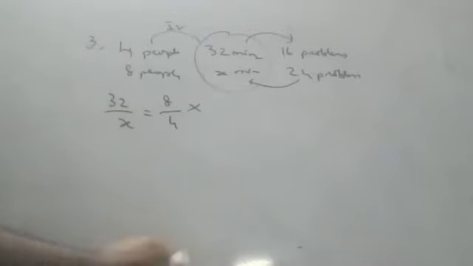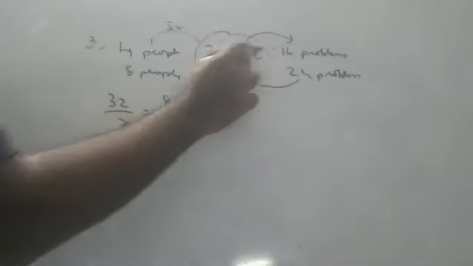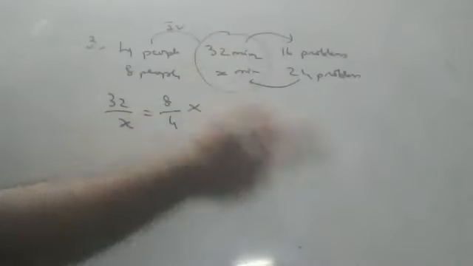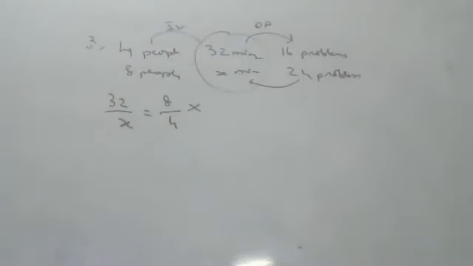Think. If you don't think, I can't help, children. Don't worry about the earlier part now. 16 problems take 32 minutes, so 24 problems will take more time. So both are directly proportional. Very good, Nandika. Directly proportional.